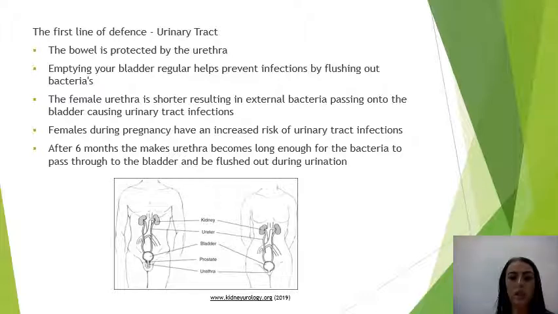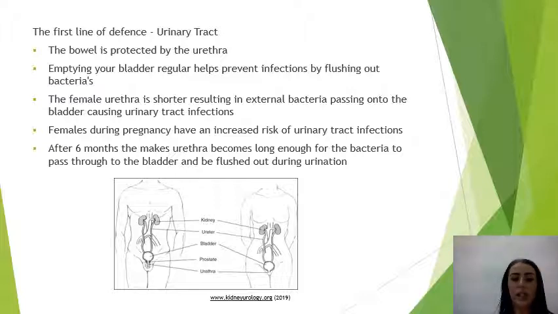We're now going to look at the urinary tract. The bowel is then protected by the urethra. When you empty your bladder regularly, this helps prevent infections. It does this by flushing out the bacteria. The female urethra is shorter, which results in external bacteria passing onto the bladder, which can cause urinary tract infections. Females during pregnancy have an increased risk of urinary tract infections.